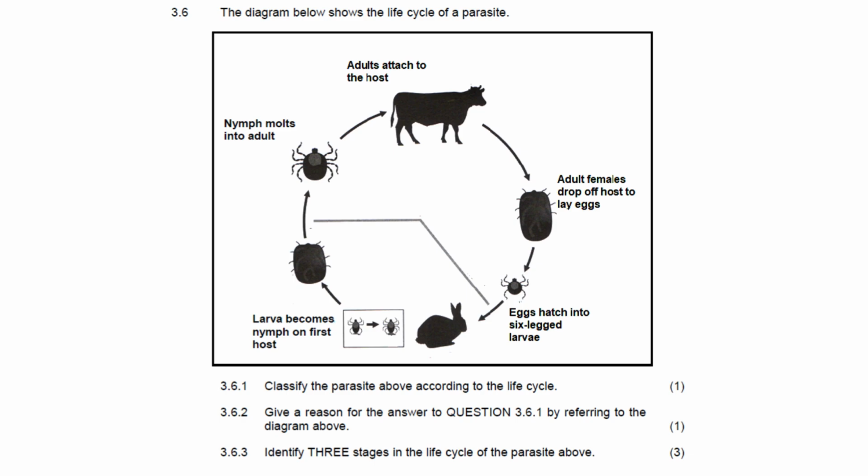Now, identify 3 stages in the life cycle of the parasite above. Even on that one, it's there. So you've got adult, you've got eggs, then you have the larva. So those are the common stages. Already they are there on that diagram. You don't have to think much.